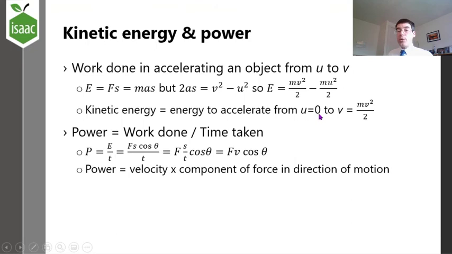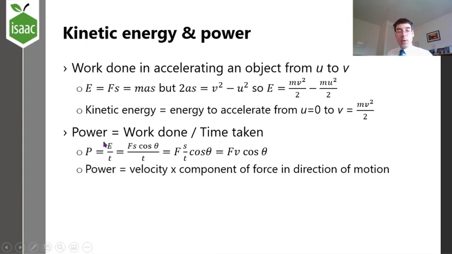If we put u equals 0 to find how much energy it would take to get an object from rest up to that speed, which is after all the kinetic energy, it is half mv squared. Do notice though that if an object's going from one speed to another, we do need to work out the kinetic energies of both speeds and subtract in order to get the energy transfer.